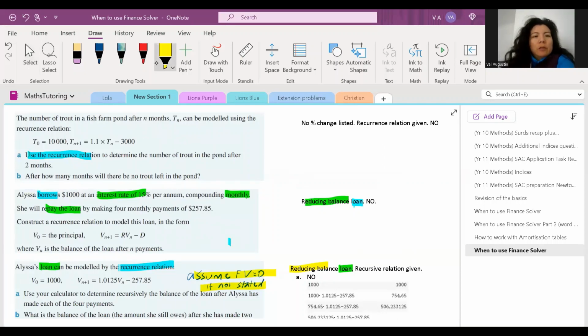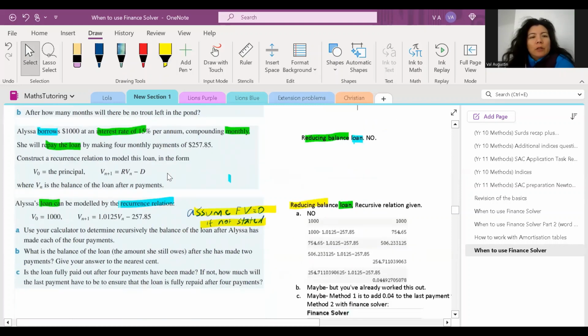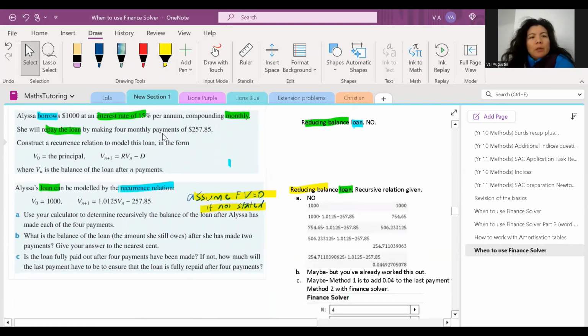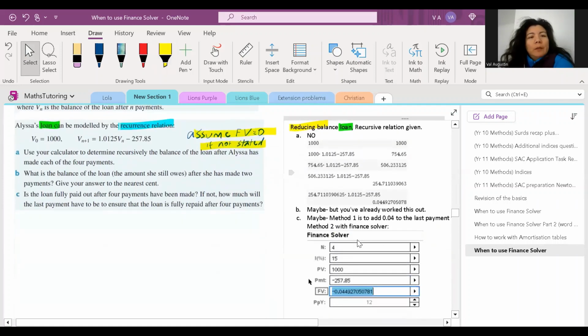So these are the recurrence relations here and they've given it to you. So I wouldn't do it with Finance Solver. This one, similarly, even though it is a reducing balance loan, because they're asking you to construct a recurrence relation, Finance Solver is not going to help you.